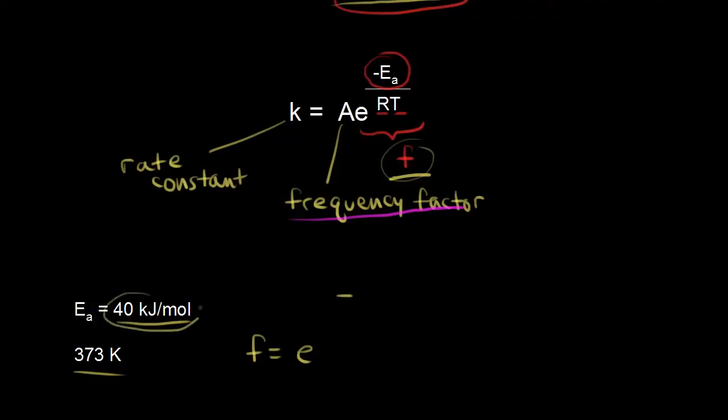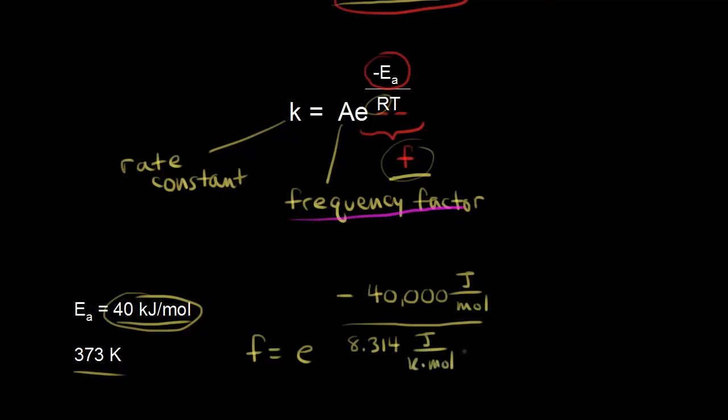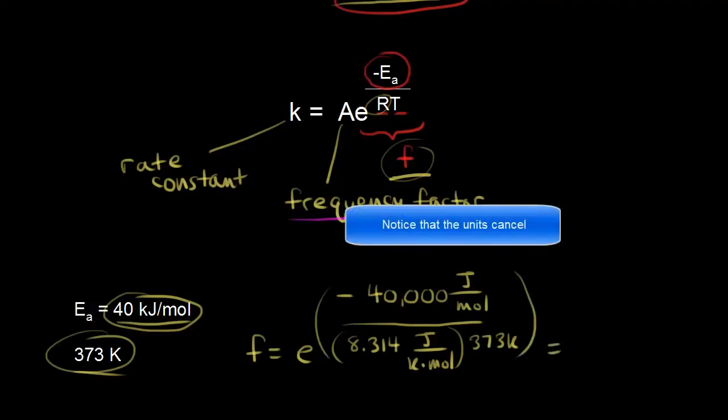So we need to convert 40 kilojoules per mole into joules per mole. That would be 40,000 joules per mole. This is over our gas constant, R, and R is equal to 8.314 joules over K times moles. And then this is multiplied by the temperature, which is 373 Kelvin. Let's go ahead and do this calculation and see what we get.